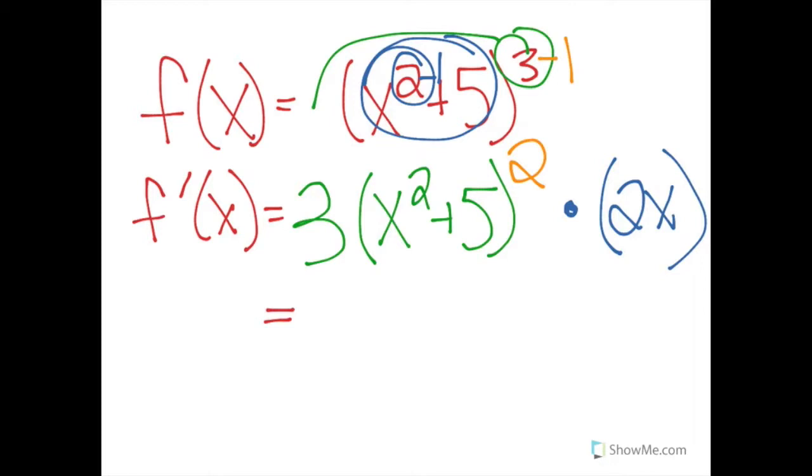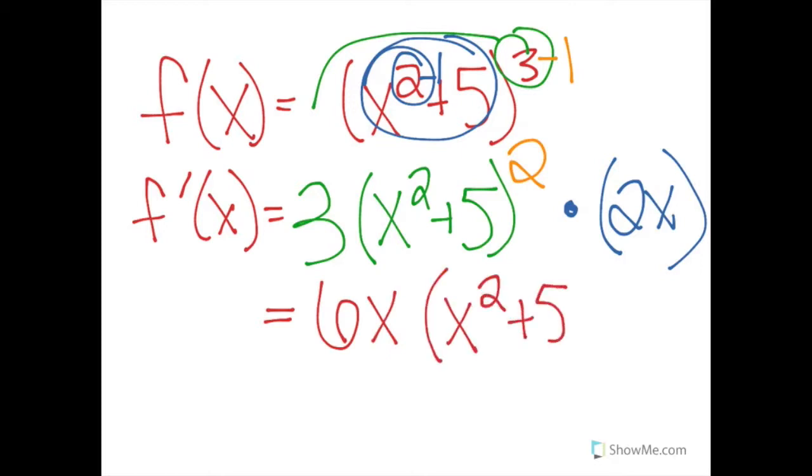Simplifying it out, we should have 6x times x squared plus 5 squared.